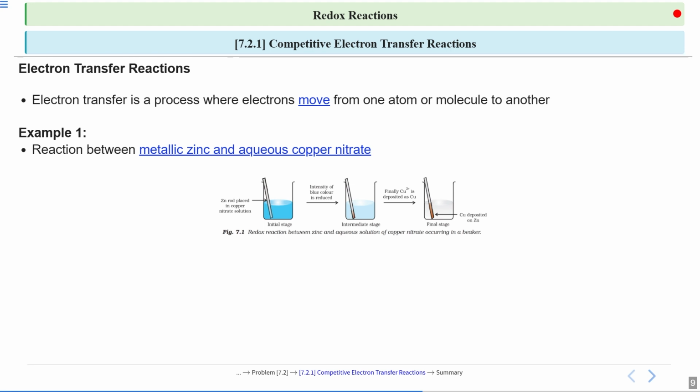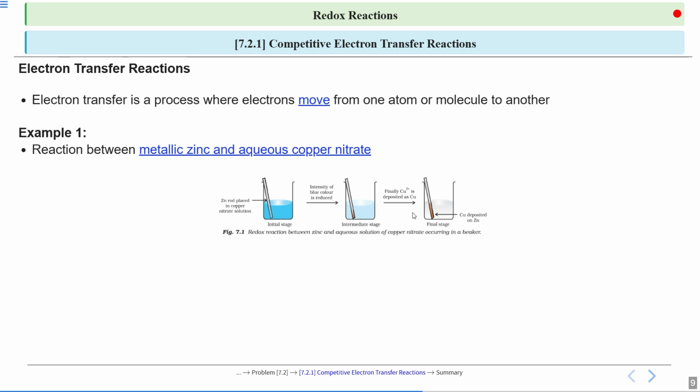So what is this signifying? This signifies that some reaction has taken place in the solution that has resulted in the reduction of the intensity of the blue color, and a brown deposition over the rod. By this we can understand that there has been some exchange of ions. Some of the ions must have been exchanged between these two different substances, zinc and copper nitrate. Only then would this change be observed.